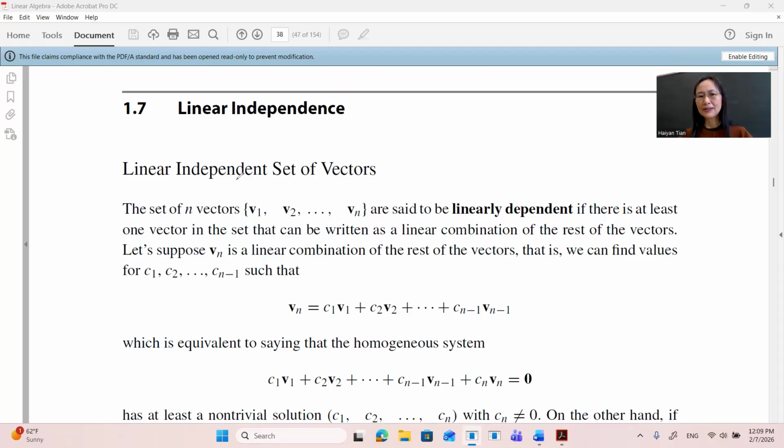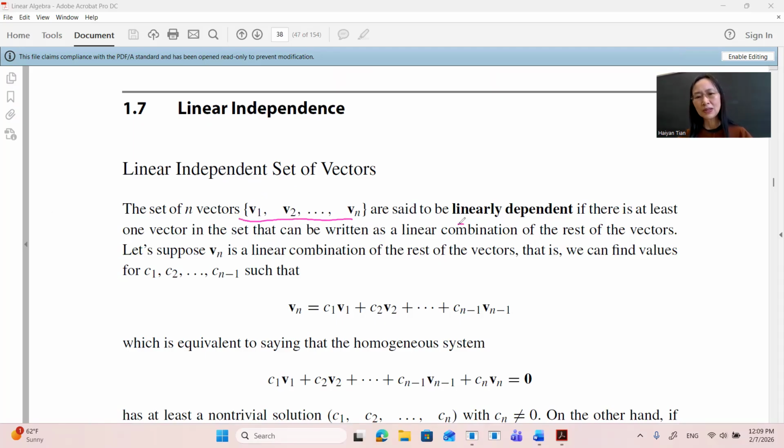When we look at a set of vectors, such as this set of n vectors, here I list each vector as v1, v2, and so on. So first vector, second vector, the last vector as vn. That shows we have a set of n vectors.